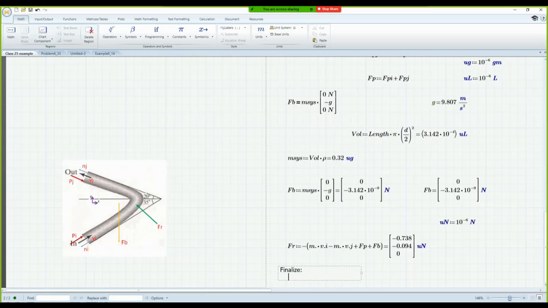and provide a restatement of the solution. If you want to figure out what the magnitude of this is, you could do the square root of the sum of the squares. That will give you the magnitude of FR. This gives you the direction, the vector components.